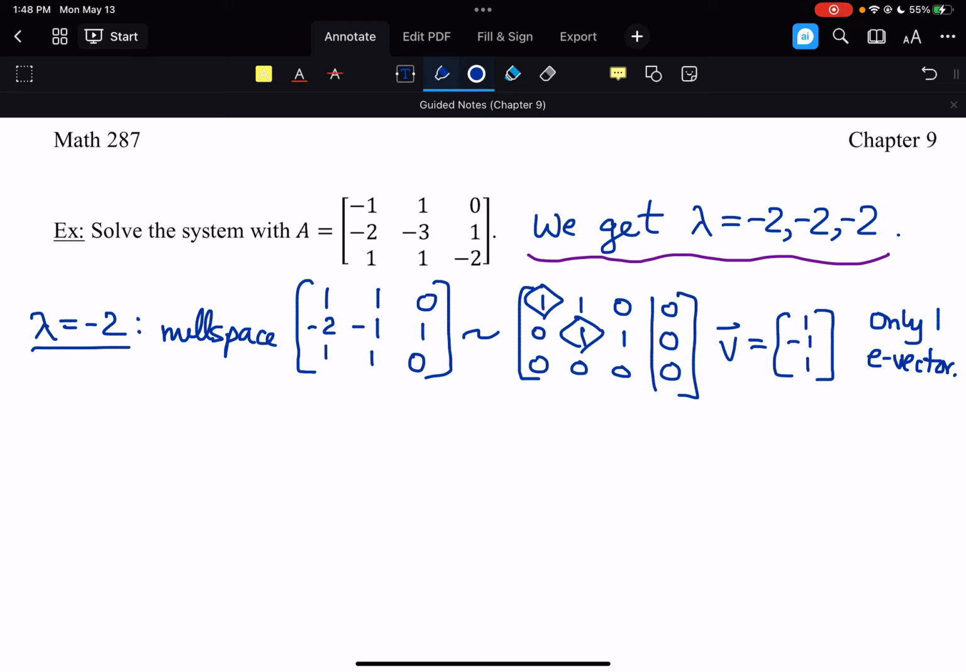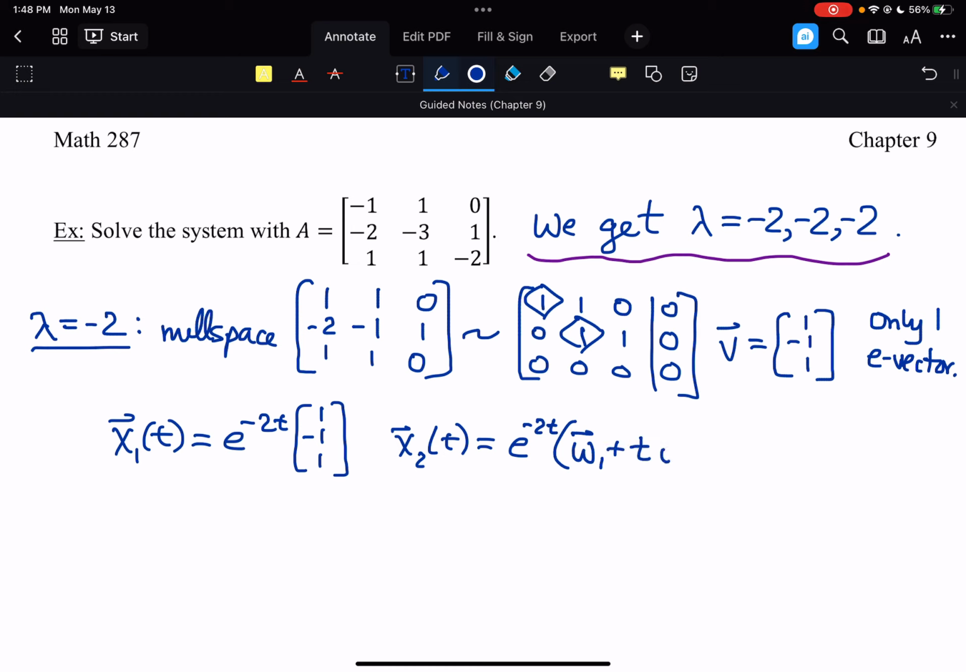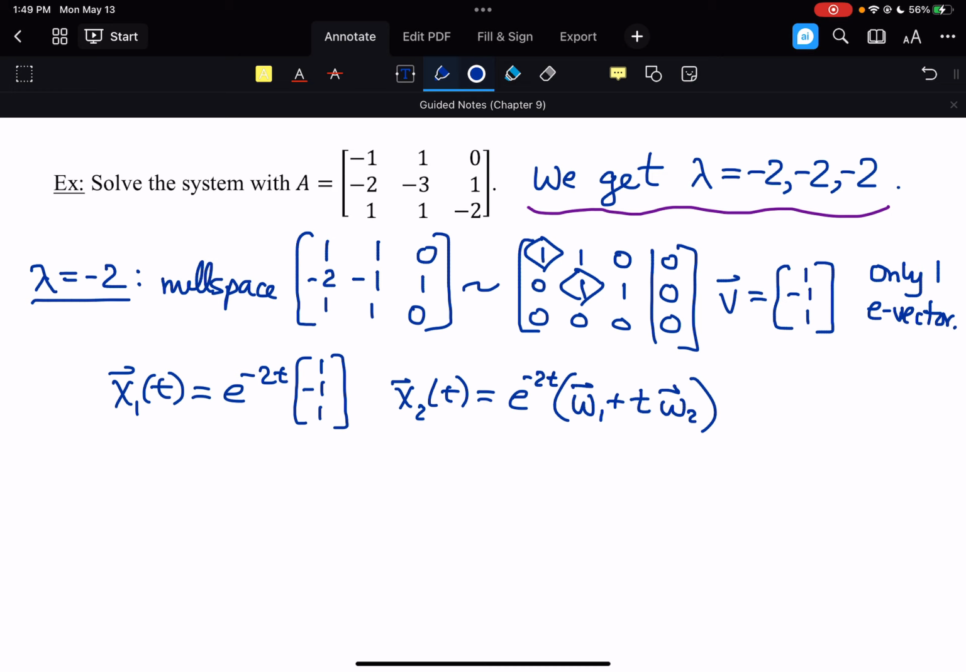All right, so this is exactly what case 3 is meant to deal with. We know x1 already, right? So our first solution is the standard one. That's e^(-2t) times (1, -1, 1). No problems there. And we know that x2(t) will be e^(-2t) times (w1 + t w2). So we're going to need to make some choices here. To do that, let's take a look at some of these matrices.